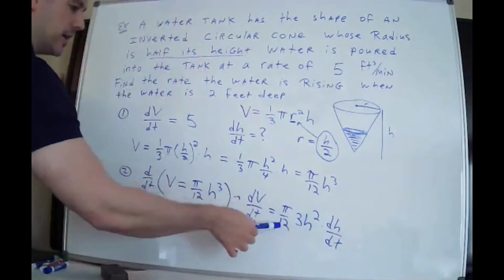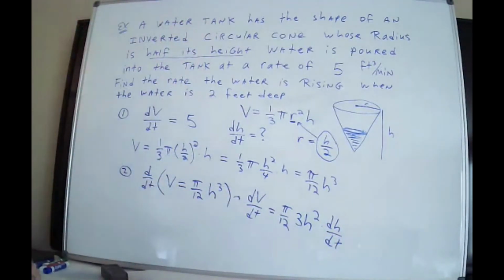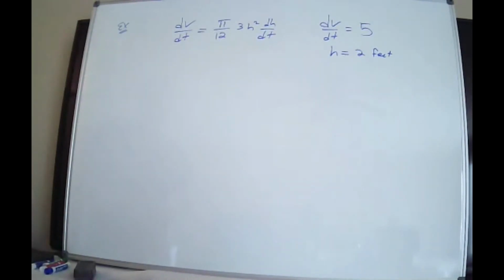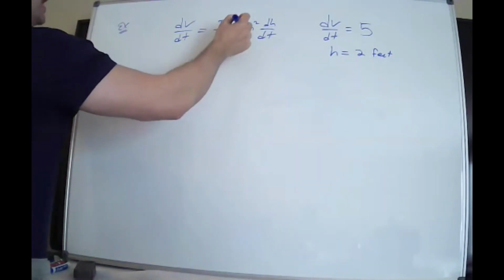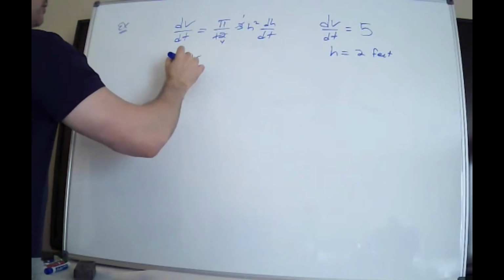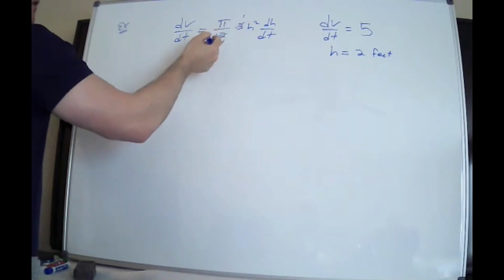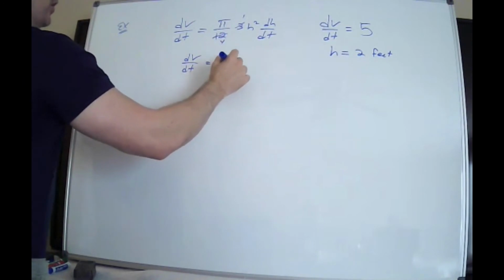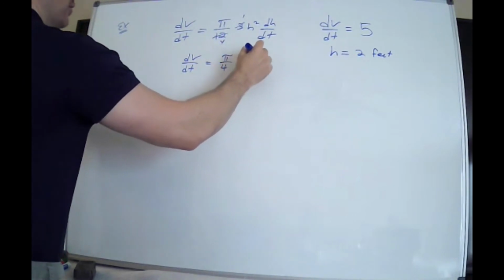Now what I'm going to do is I'm going to knock the 3 into the 12. Just to simplify it a little more, since I'm running out of room, I'm going to pause this and erase it. Okay, so I erased it so I had more room to do this. As I just said, I'm going to put the 3 into the 12. You don't have to do this, but you should. I mean, you have 3 over 12, which is a fourth. And then I have h squared dh dt.